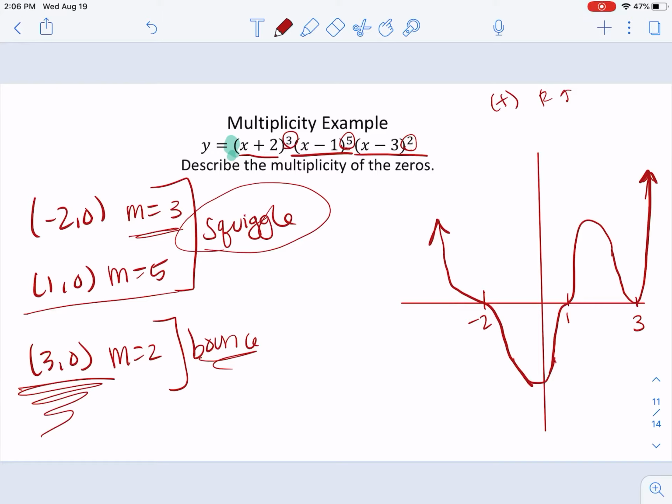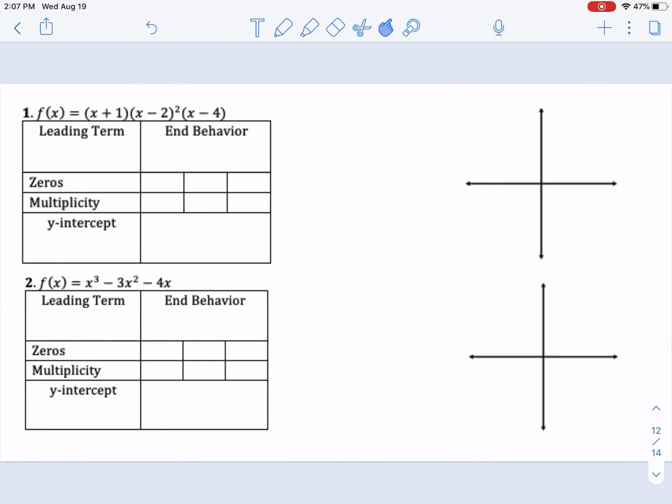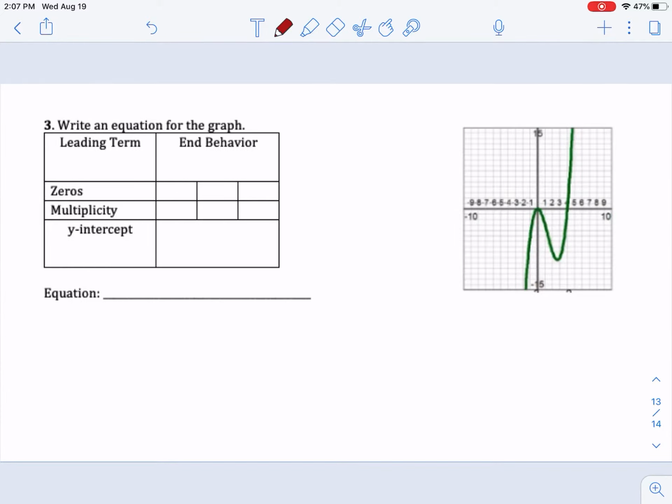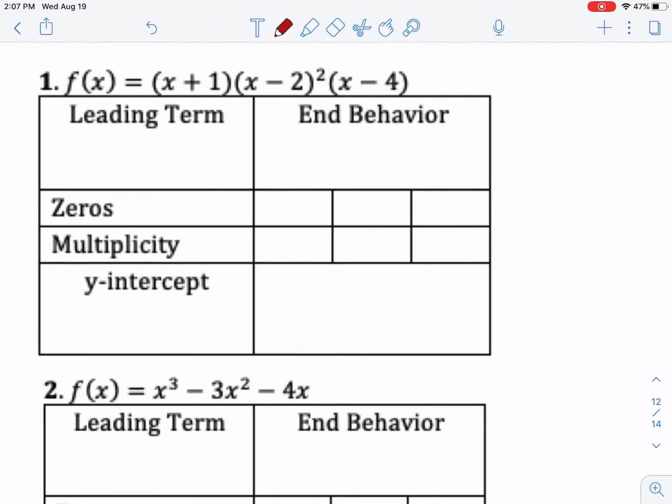So we are ever so close to being done. We have a few examples of putting it all together. So we did one of these in class. We're going to do that one again, and then we're going to do some other ones. So number 1 is the one that we did in class. We can go in and talk about this.